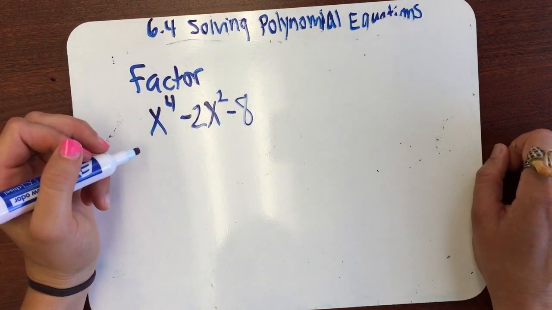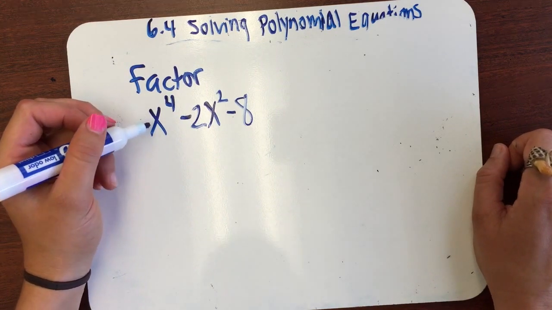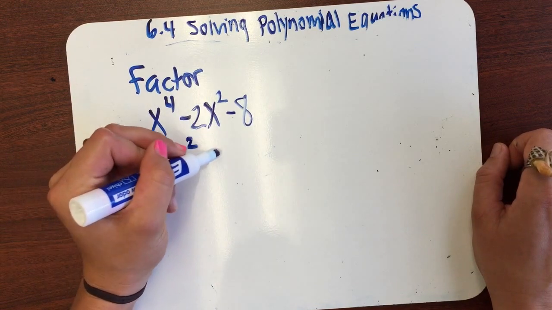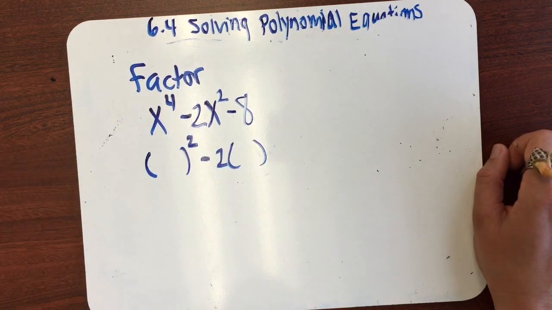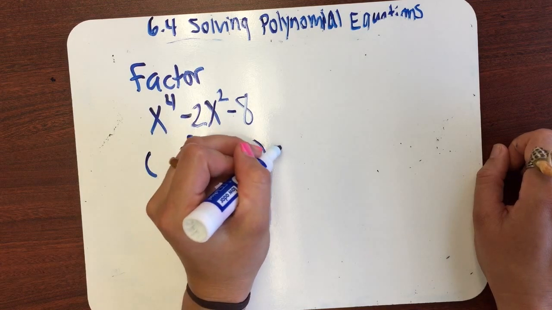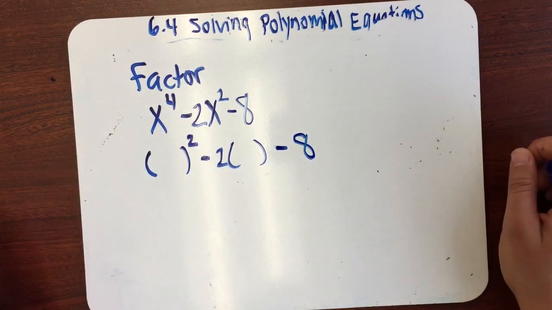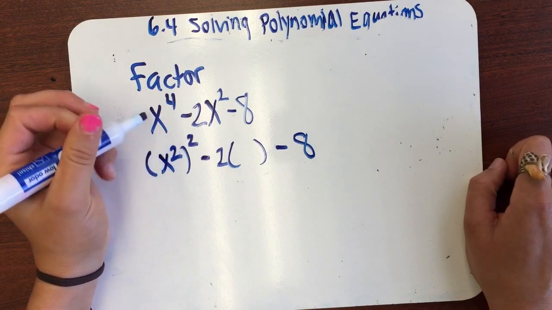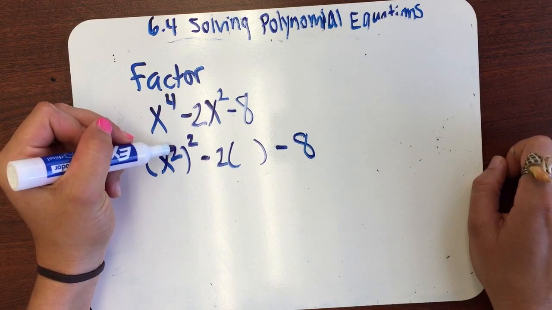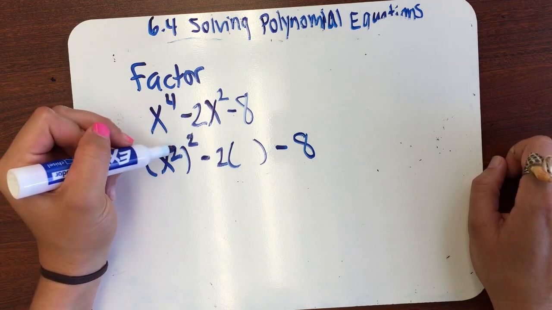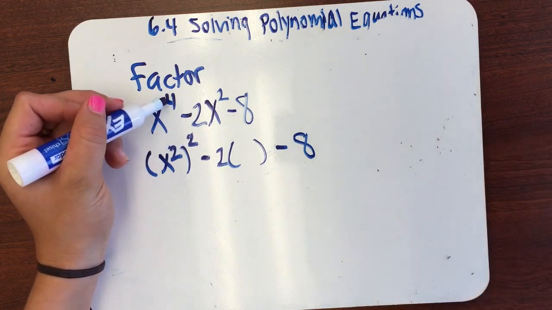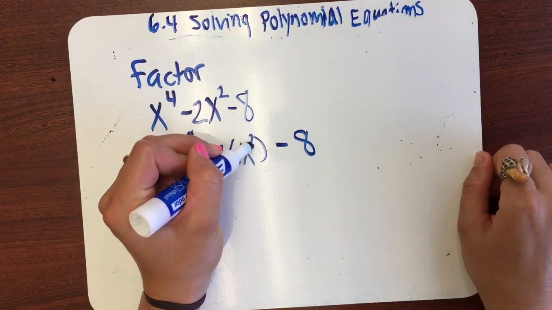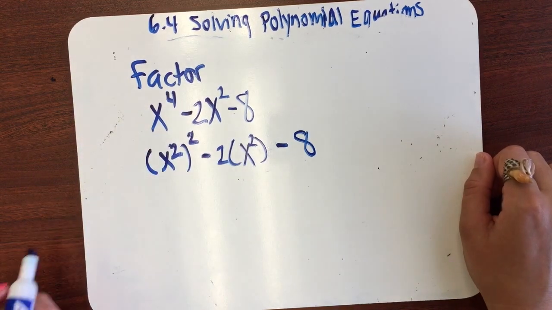So the first thing you're going to do is you're going to write it as a quadratic. So for quadratics, we know it's something squared, something linear, and our constant. So if I write an x squared here, we know that if there is an exponent inside and outside, you multiply them. So 2 times 2 is 4. So we're not changing it, we're just rewriting it. And then I can make this an x squared also, because 2 times 1 will be 2.